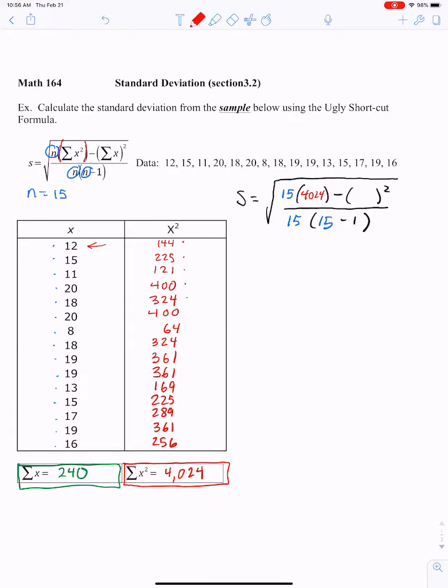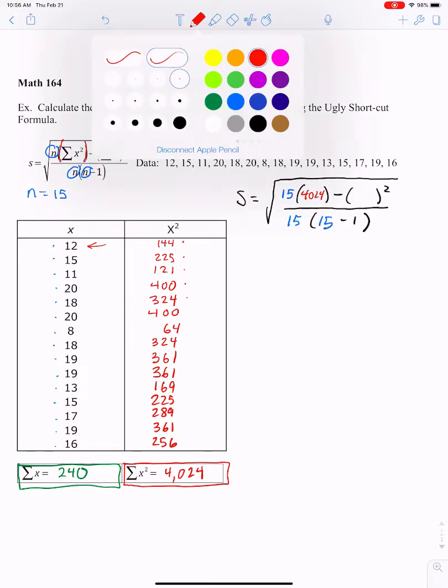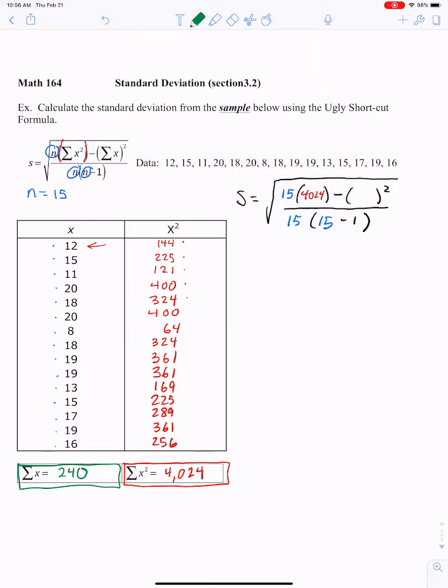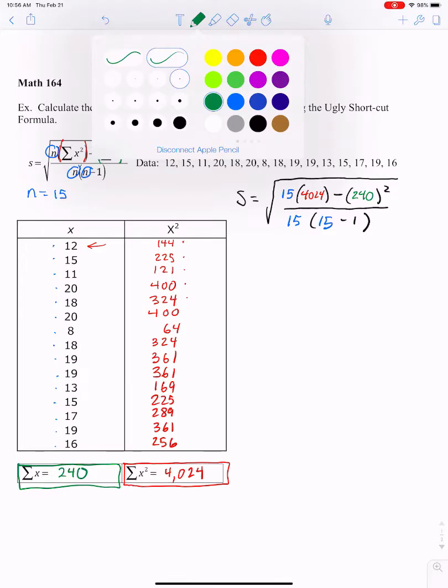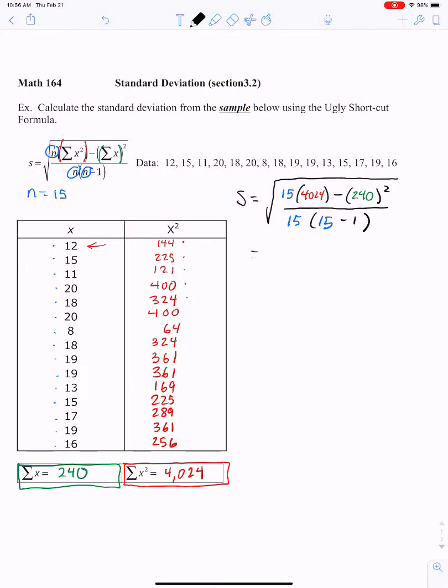So that's 4,024. And then minus the sum of the x's squared. That's what's here in green. So that's the sum of the x's in green. That's the 240 squared. Okay. So now we just have to multiply this out using order of operations. So 15 times 4,024 minus 240 squared.